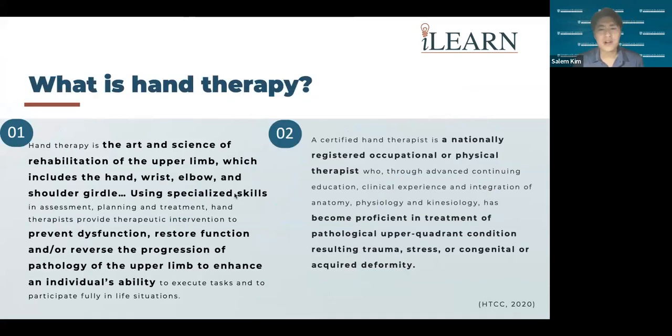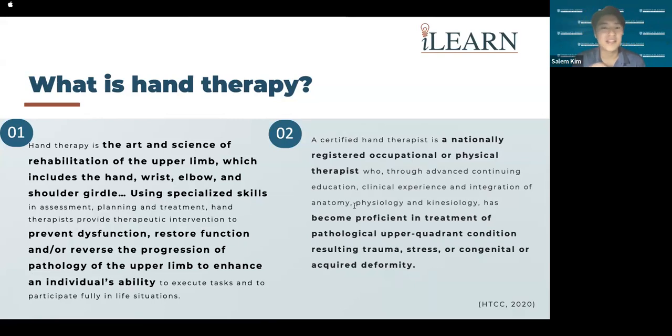So what is hand therapy and what is certified hand therapist? So the definition of hand therapy is the art and science of rehabilitation of upper extremities. This includes your hand, wrist, elbow, and all the way to your shoulder girdles, all parts of it. And the hand therapy uses specialized skill to prevent any dysfunctions, restore function, as well as reverse some of the progression of upper extremity pathologies to enhance an individual's ability.